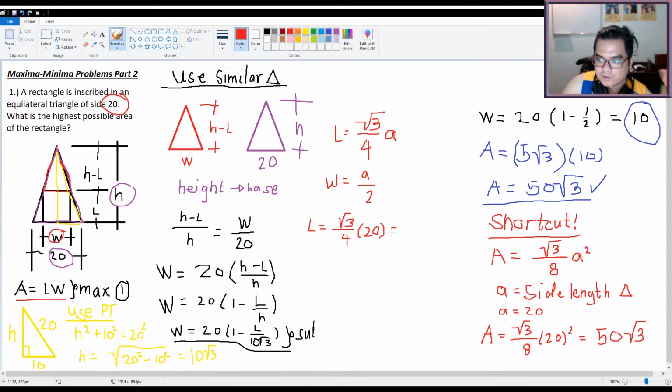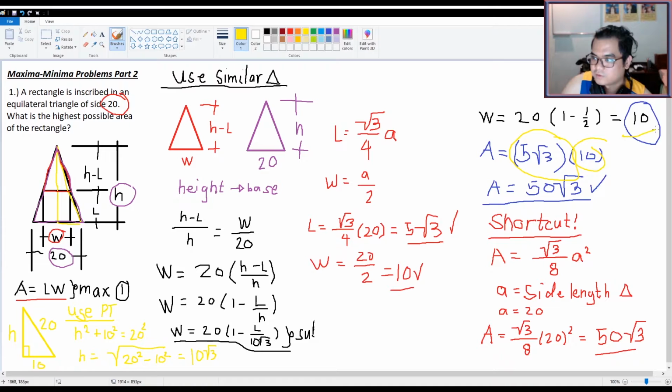That means the answer is 5 square root of 3. While the width is just a over 2, or 20 over 2, which is 10. And as you can see, we also got the same answer here. This is your length, which is 5 square root of 3, and this is your width, which is 10. Okay, so let's go to the next problem.